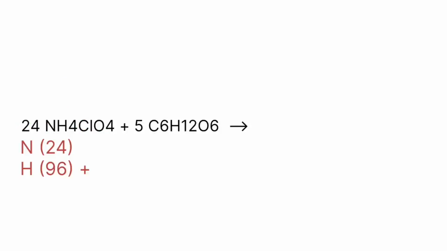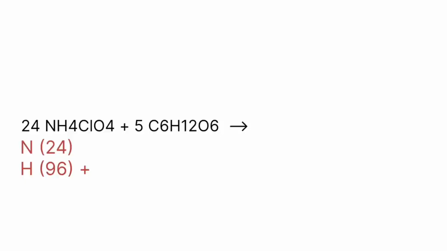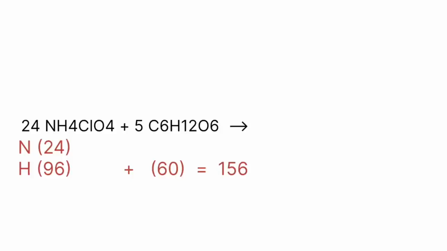Then I'm going to annotate next to that. I'm going to go into the glucose and look at their hydrogens. So glucose has 12 hydrogens, but in terms of the equation here, I've got 5 total glucose, right? So that means I've got to do 5 times 12 to get the total number of hydrogens. That's going to be 60. So now I have to add the hydrogens from the glucose and from the ammonium perchlorate. That's going to come to a total of 156 hydrogens out of both these materials.